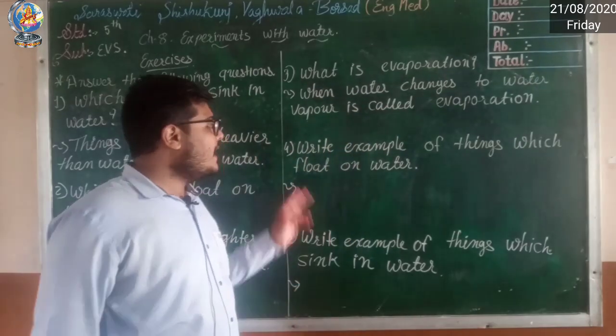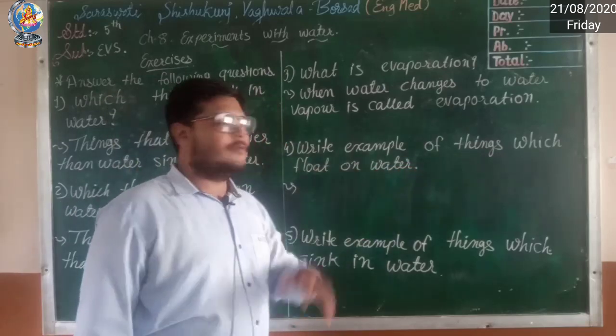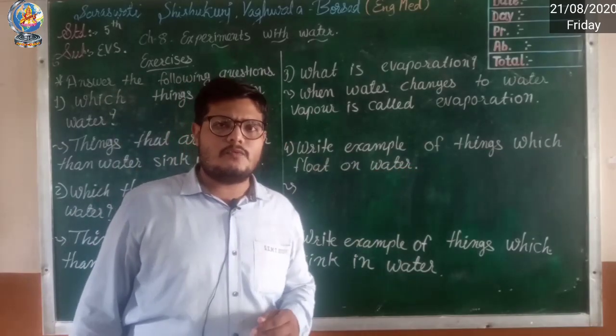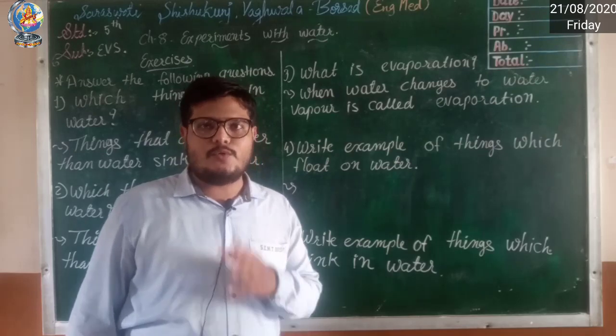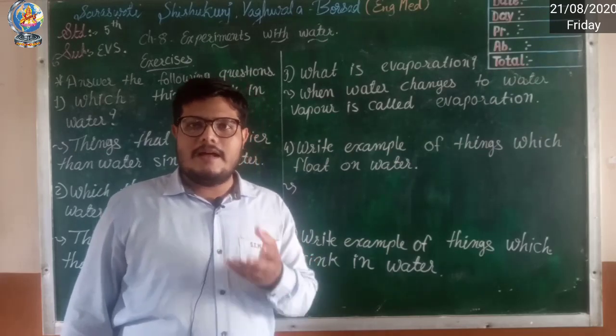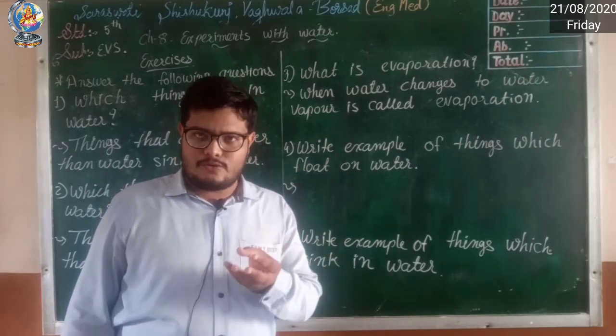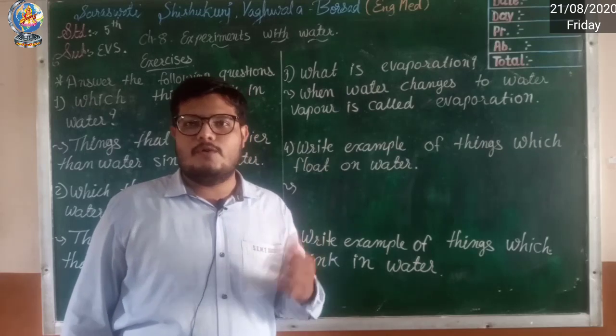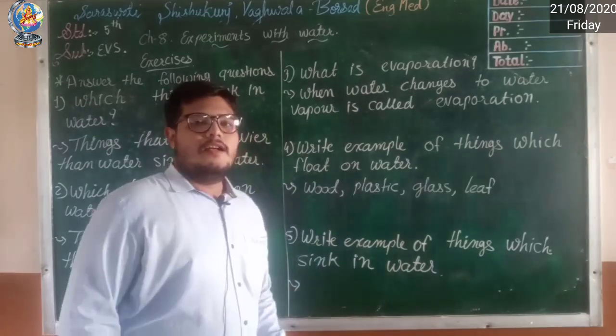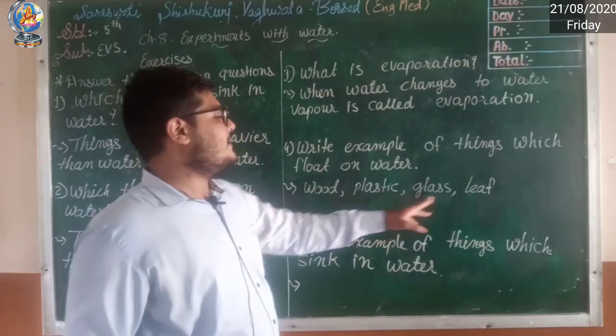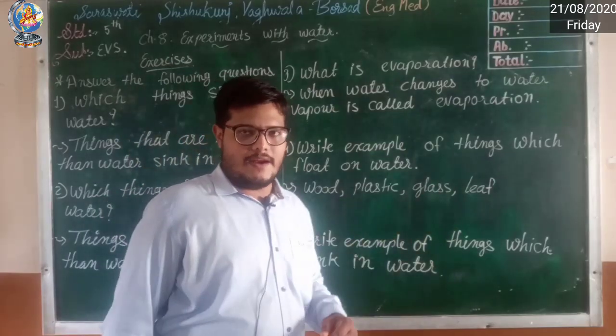The next question is: write examples of things which float on water. Things which are lighter than water float. So we can say wood, a piece of paper, plastic, glass, petrol. So these things float on water. Let's see the answer. Your answer is wood, plastic, glass, leaf, etc. You can write by your own self.